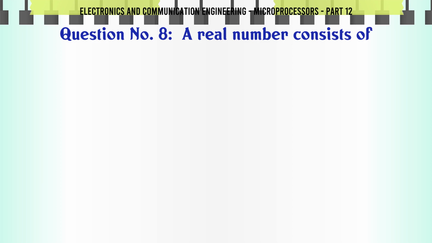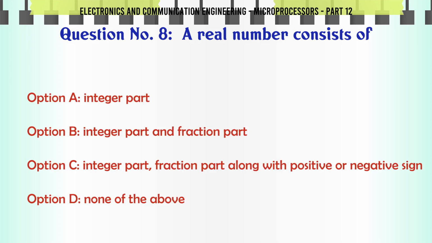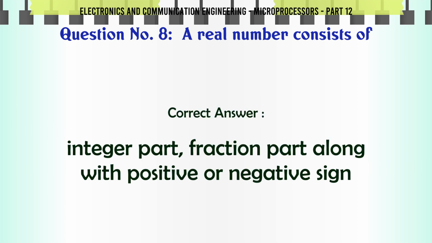A real number consists of A: integer part, B: integer part and fraction part, C: integer part and fraction part along with positive or negative sign, D: none of the above. The correct answer is integer part and fraction part along with positive or negative sign.